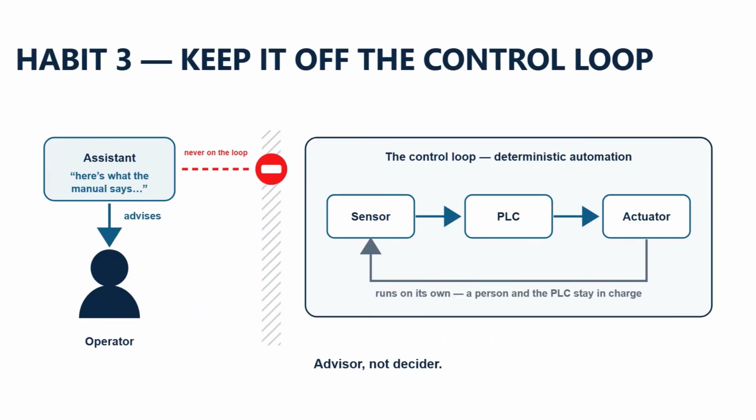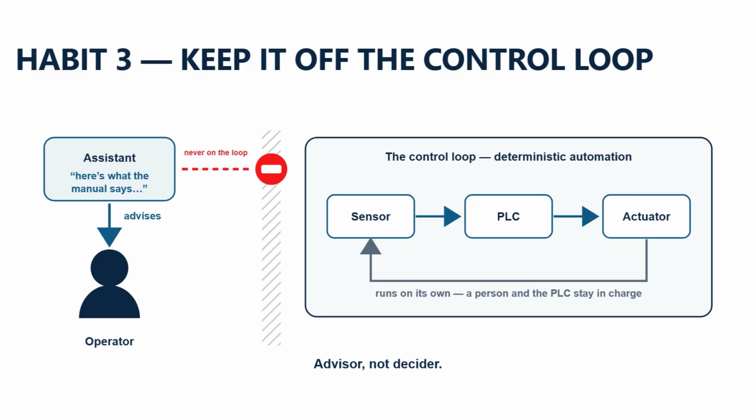Habit 3, and it is the firm one. Keep it off the real-time control and safety loop entirely. Your bagging line runs on deterministic automation, sensors, a PLC, actuators, and that is exactly where it should stay. The assistant can sit beside the operator and advise, here is what the manual says, here is what I would check, but it never touches the equipment, at least for now, because near real-time control, a confident but wrong answer is not embarrassing. It is dangerous.